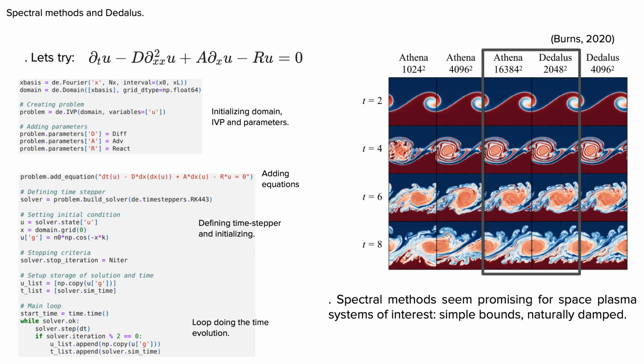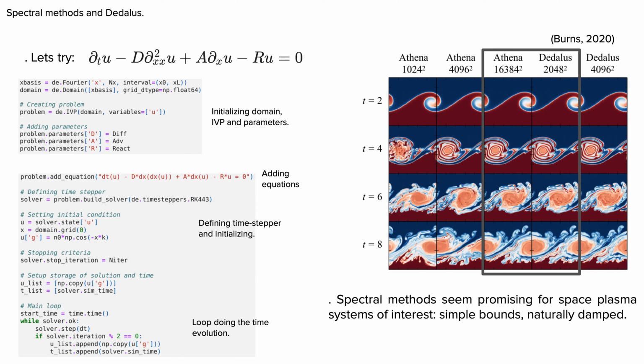So how does this look in Daedalus? Let's say that you have a general convection advection reaction equation like the top one with constant coefficients. First, you initialize the problem. You say what geometry, what basis you want to use. Then you say, I want to solve an initial value problem, I want to use these parameters. Then you add the equation this way, almost in a LaTeX type of way. And then you choose the time stepper, so how you are going to evolve the coefficients in time. Then you initialize the system and you make it evolve in a loop.